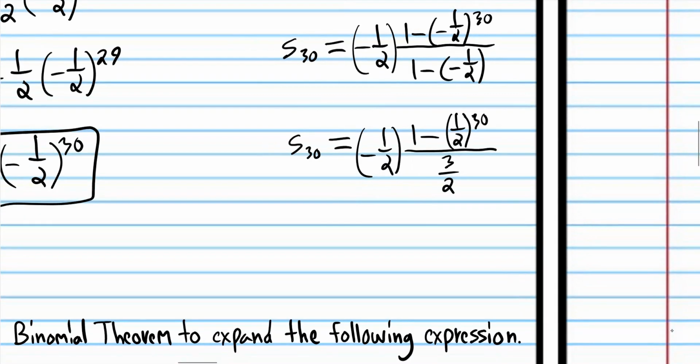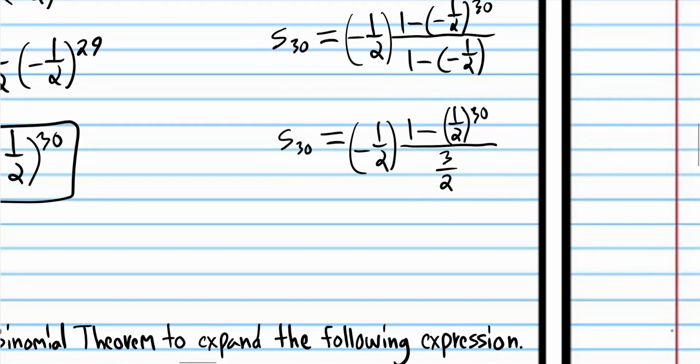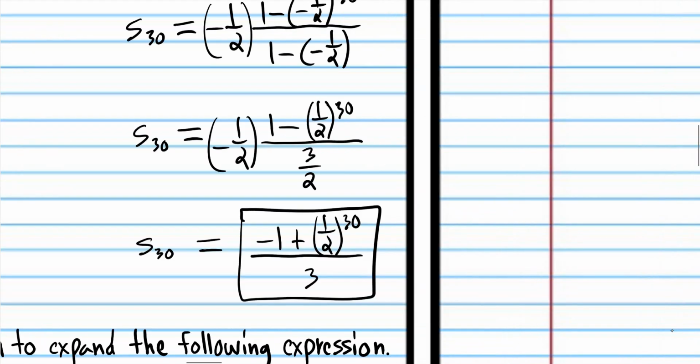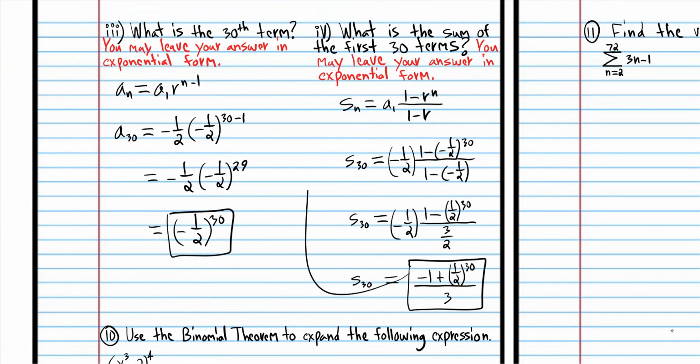So to multiply fractions, you multiply the numerators. So 1 times all of that, or let's say negative 1 times all that, is going to be negative 1 plus 1/2 to the 30th. Then we're going to multiply 2 by 3/2, and you end up with 3. So the sum of the first 30 terms is equal to that expression. And notice it says again, you may leave your answer in exponential form.